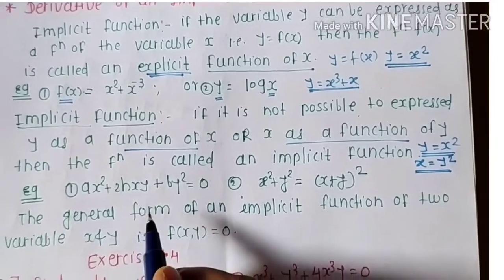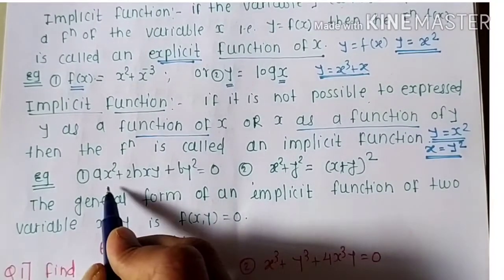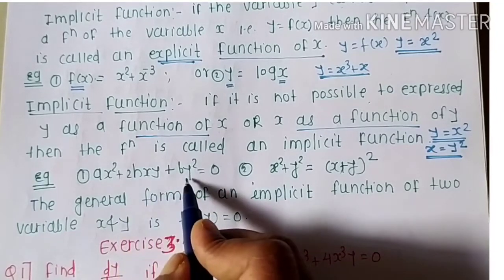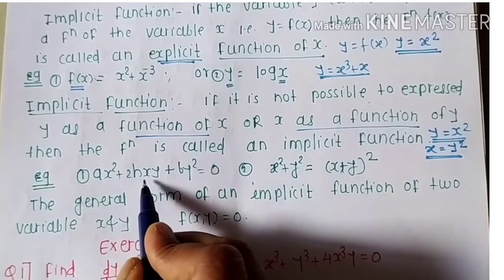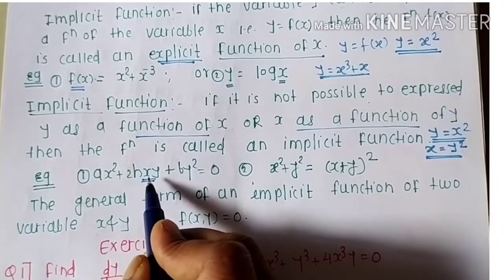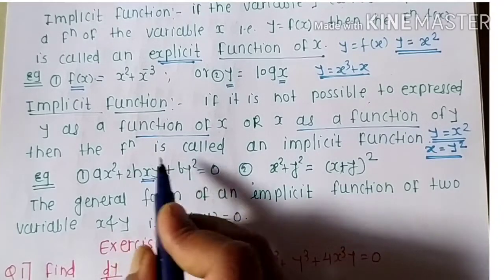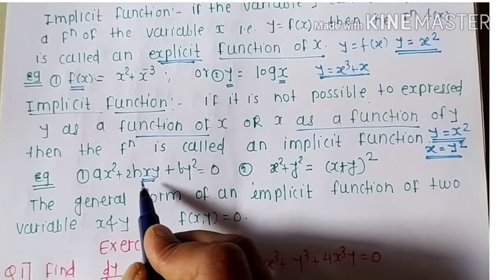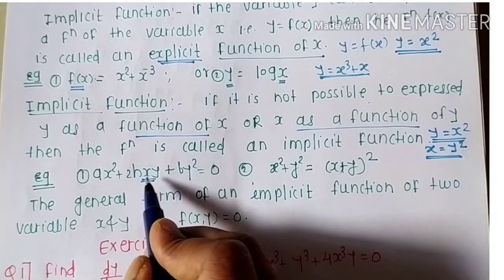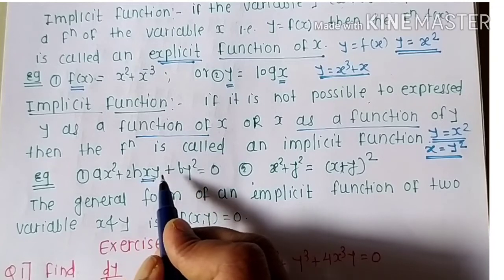For example, an implicit function is ax square plus twice hxy plus by square, where there exists a product term of xy, so we cannot separate x and y. Here the product term of x and y is present, that's why it is not possible to separate out the x and y terms.